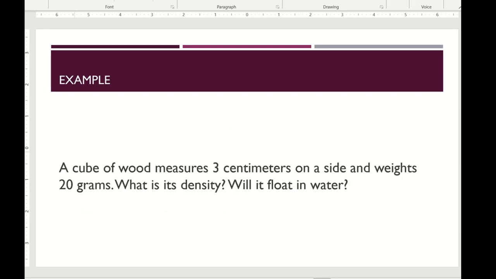Now, we're going to be talking about material density, right? We're going to start here with this example, and then we're going to talk a little bit more using different types of volume. So in this case, we have a cube of wood that measures 3 centimeters on a side and weighs 20 grams. What is its density, and will it float on water?